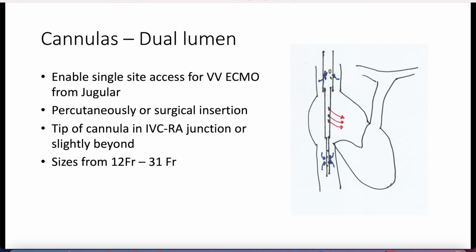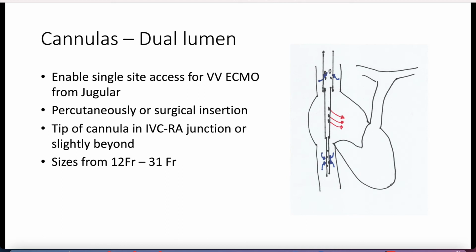More recently, dual lumen cannulas have been designed which enable single site access for VV ECMO from jugular veins. These can be inserted by surgical technique or percutaneously. When appropriately placed, these cannulas can drain both from IVC and SVC, and the return line usually returns the blood to the right atrium as shown in this diagram.